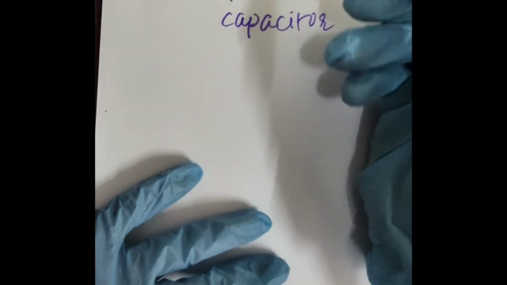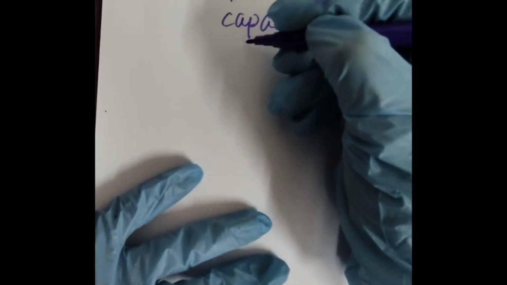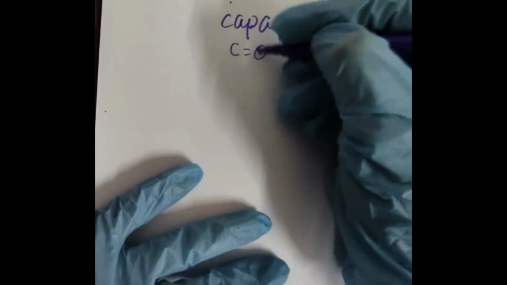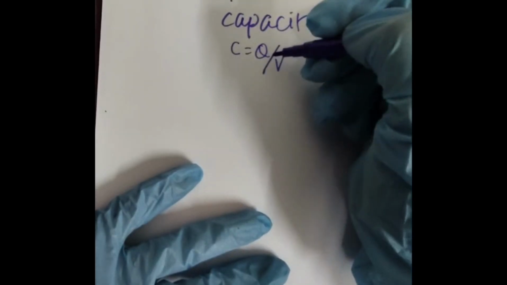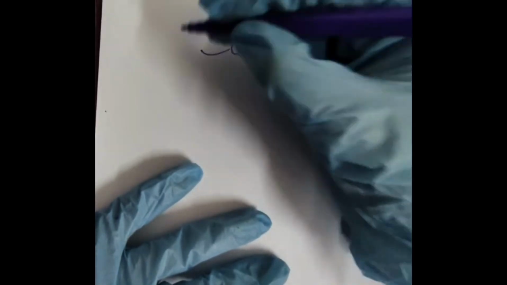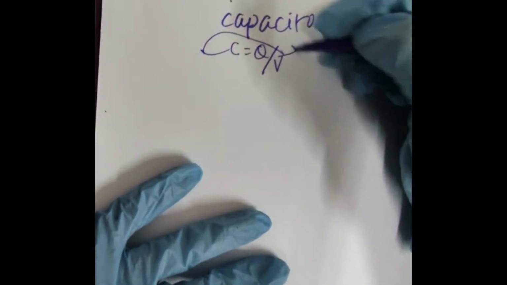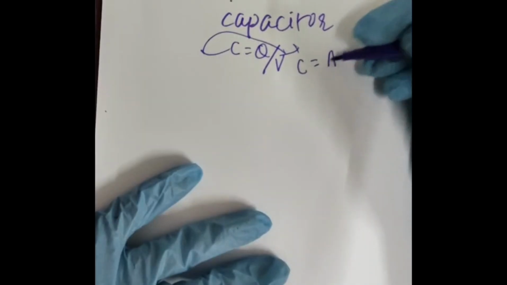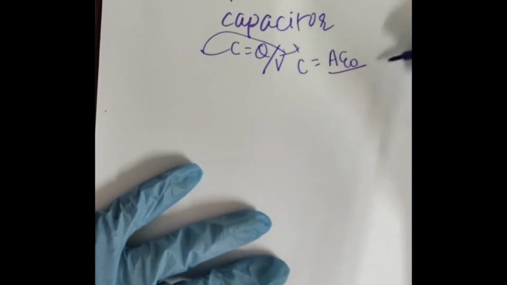Capacitor is the device which stores charge. The formula is C equals Q by V. Capacitor does not depend on Q and V, it depends on the dimensions. It has one more formula, which is C equals A epsilon naught by D.